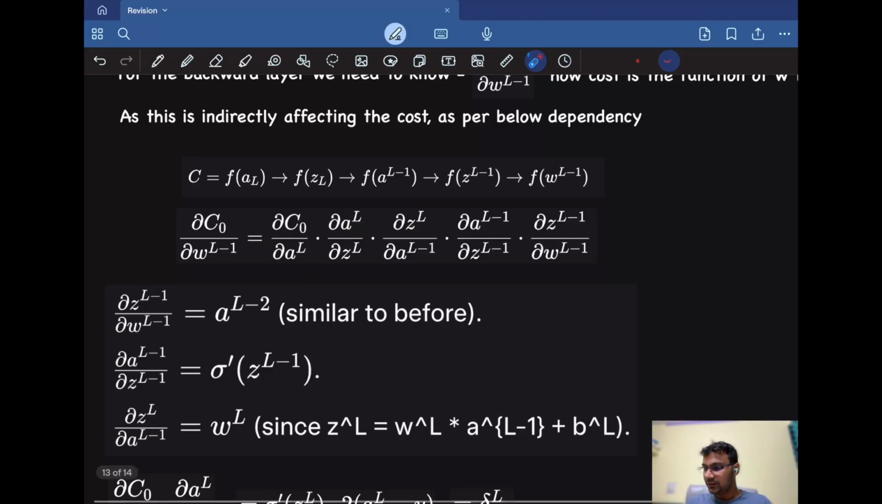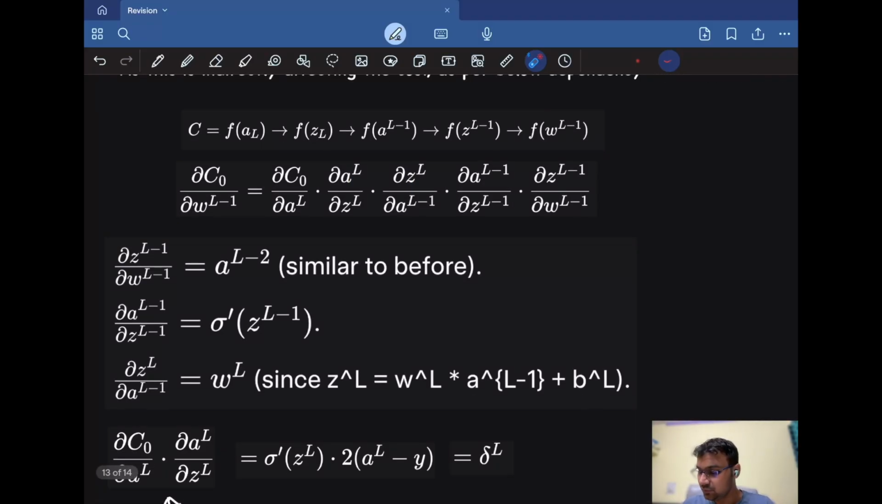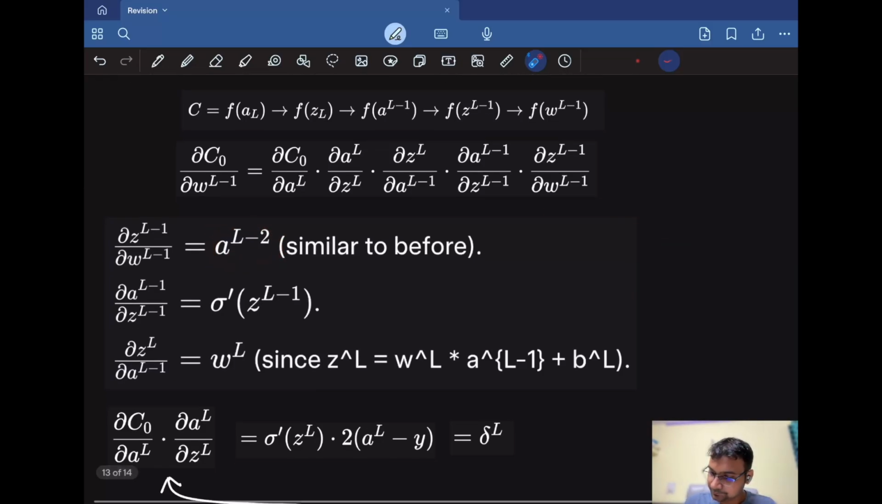Okay. So if we start calculating these values, we will see the derivative of ZL with respect to WL is nothing but the activation L minus 2, because Z L minus 1 is equal to W L minus 1 A L minus 2 plus B. So when we do the partial derivative, this term cancels out, this will be 1, and only A L minus 2 will be left. So this is the value.